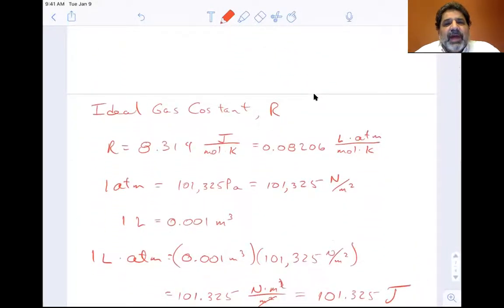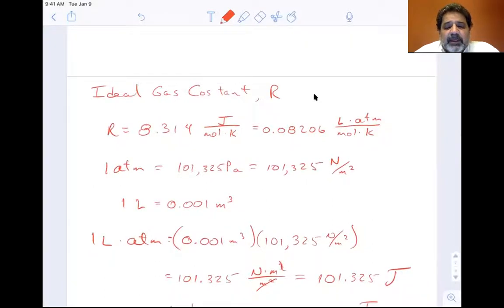And then we're going to talk about the ideal gas constant, R. R is equal to 8.314 joules per mole Kelvin, or that's also equal to 0.08206 liter atmospheres per mole Kelvin. Now, wait a minute, liter atmospheres doesn't sound anything like joules. How do we get that? Well, one atmosphere is equal to 101,325 pascals, and a pascal is a newton per meter squared. So one atmosphere is 101,325 newtons per meter squared.